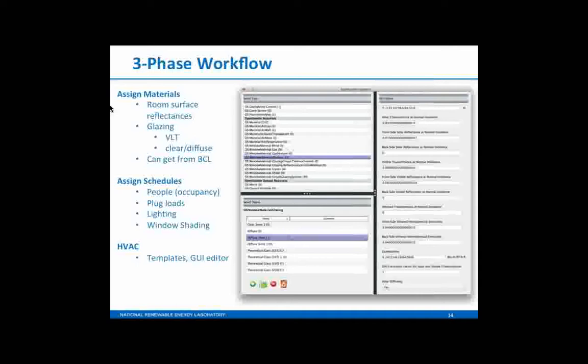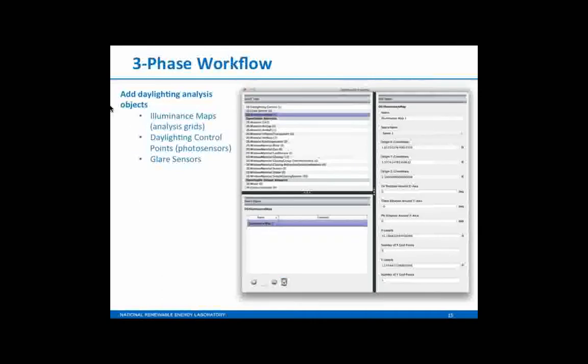You also can assign your schedules in here. This is not Radiance specific. This is just energy model specific stuff. You need to define your occupancy, your people loads, plug loads, lighting, window shading, HVAC. Then I already kind of touched on that stuff. You put in your photosensor points, your glare sensors.